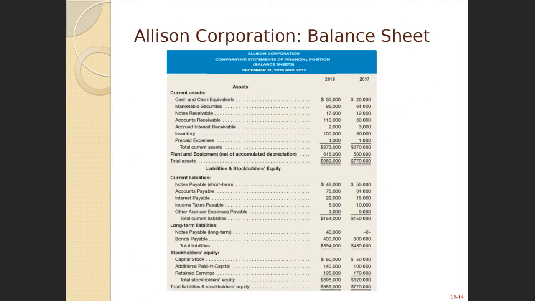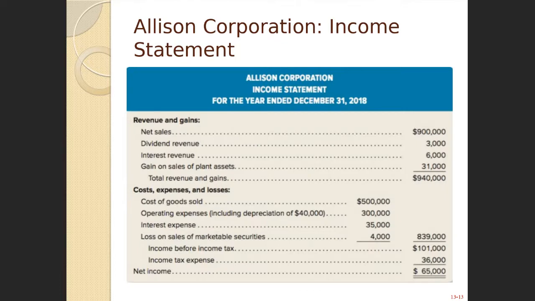Now, remember that information we ignored in the operating section? Now we're going to look at it. Look what happened here: loss on sale of marketable securities, $4,000. That means that when these marketable securities were sold, they were sold for $4,000 less than what they were paid for. We know that when the book value of those securities was credited, the purchase price of the securities equaled $44,000.